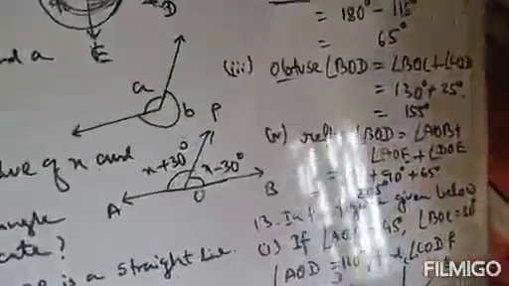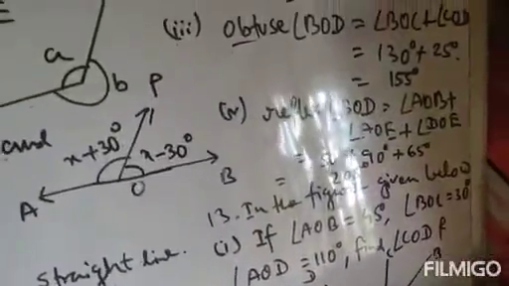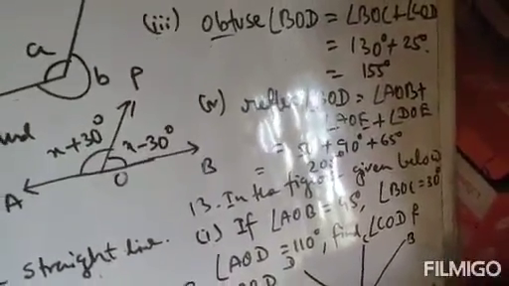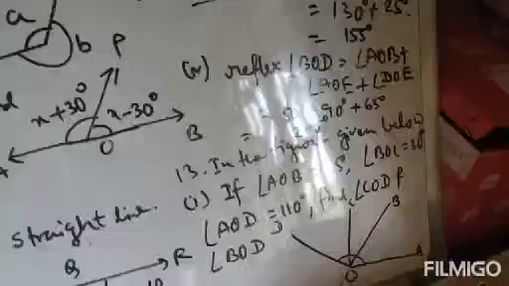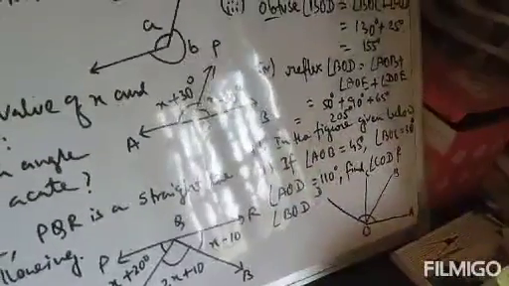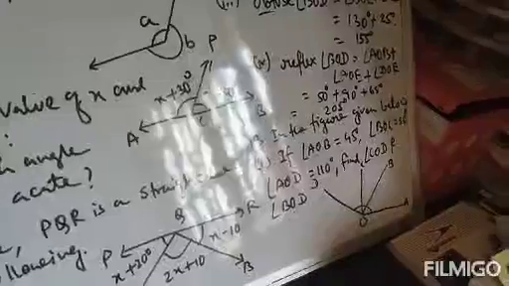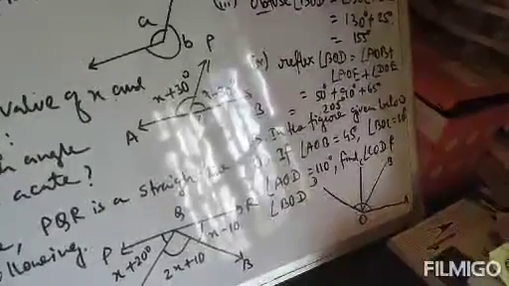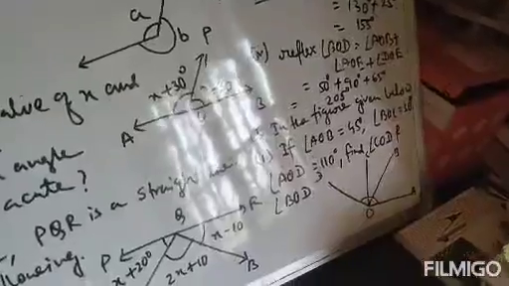Reflex angle BOD: 50, 90, 140, and 140 and 65, so 205 degree. Clear? 205 degree is the answer. Clear? Next. So this is the 205.